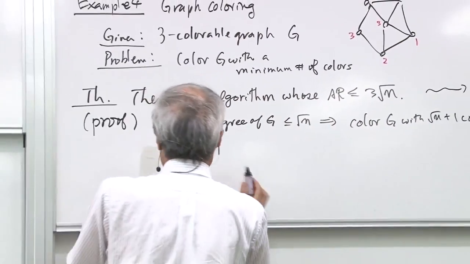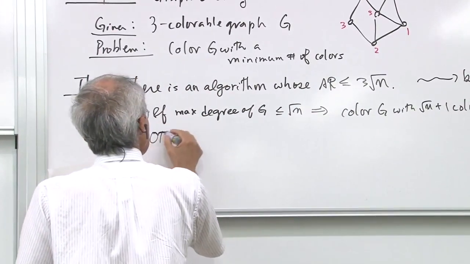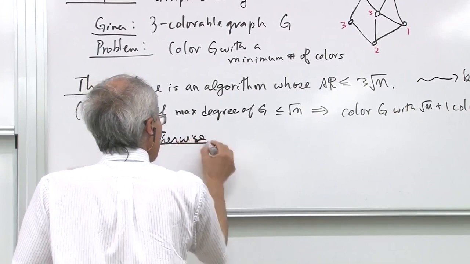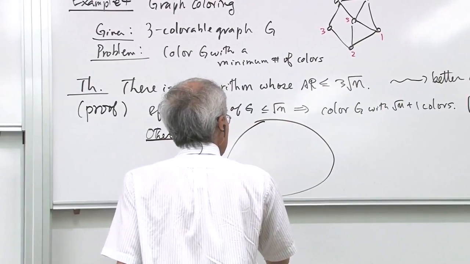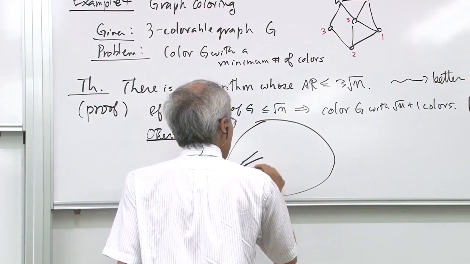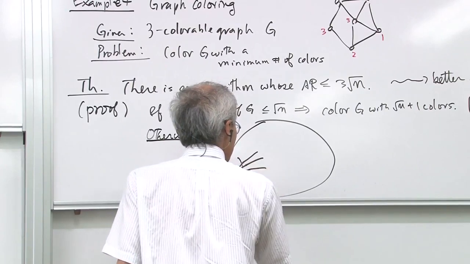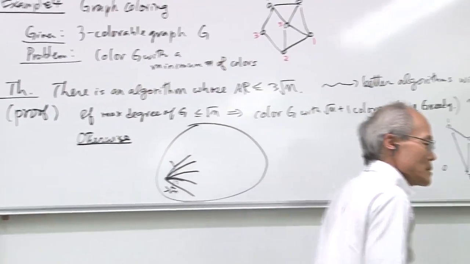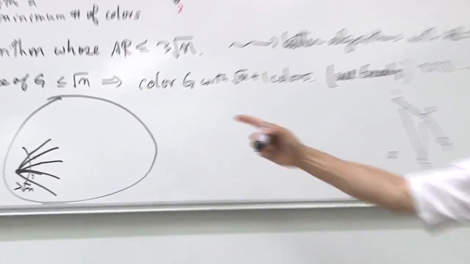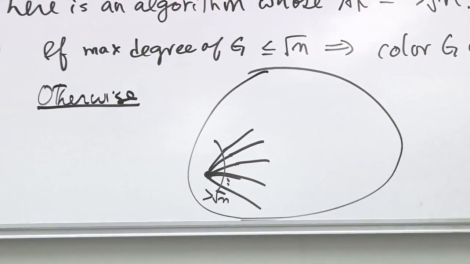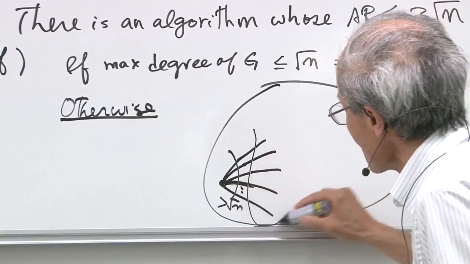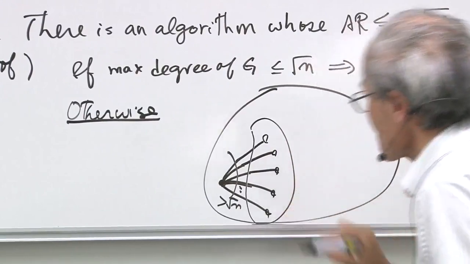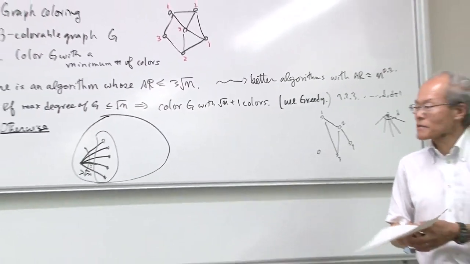Otherwise, that means the max degree is larger than square root of n. Then you just choose some vertex which has the largest degree. Then you look at the neighbors of that vertex.